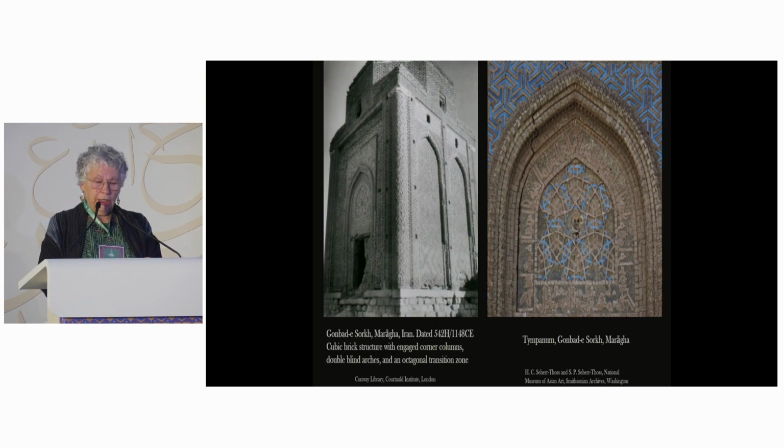Gumbad-e-Surkh at Marrakech is constructed of fire brick. It is one of the earliest Islamic monuments to incorporate glazed brick elements in its compositions. It is cubic in structure with engaged corner columns, double blind arches, and an octagonal transition zone that once supported a dome, now long gone.